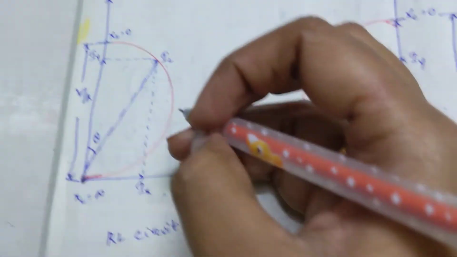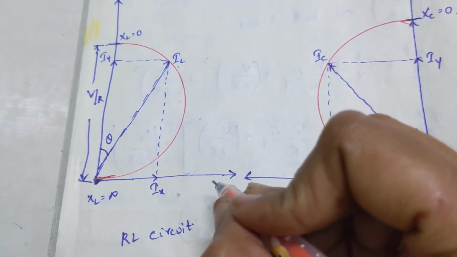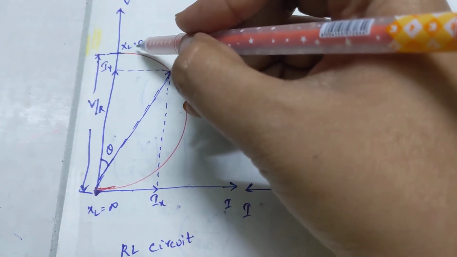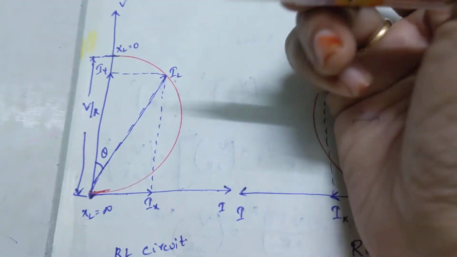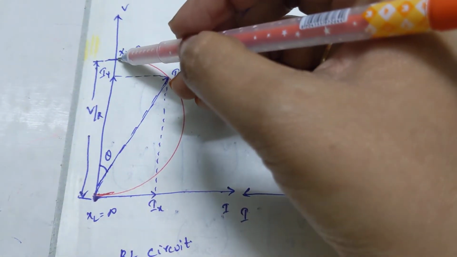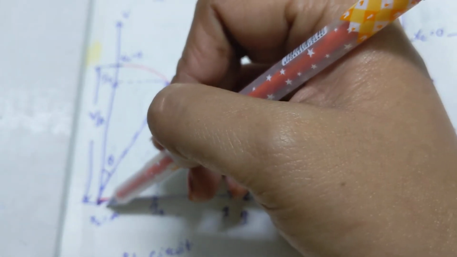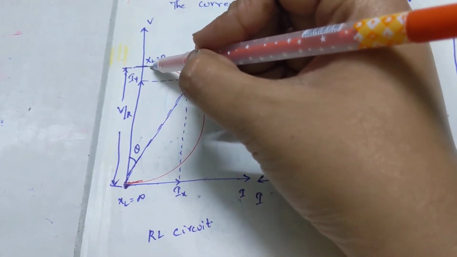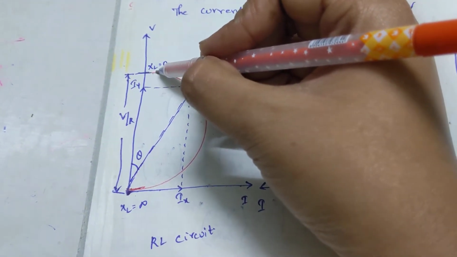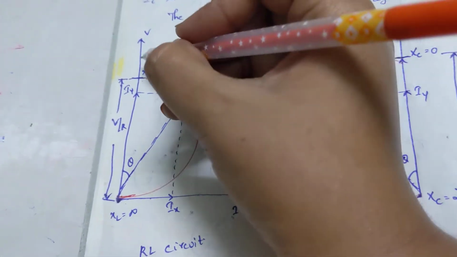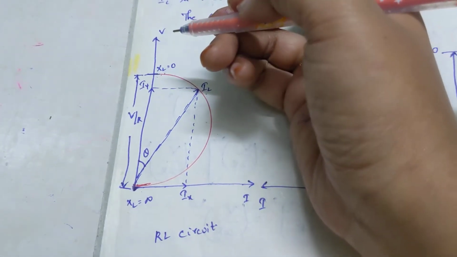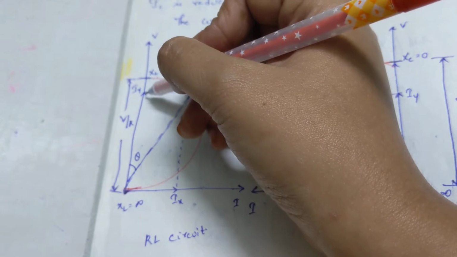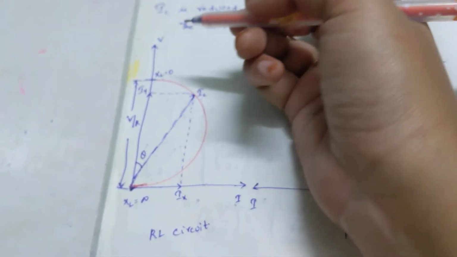This is your RL circuit, where the XL value tends to move from 0 to infinity. So it starts from 0 and ends at infinity. When XL equals 0, the value of your current is nothing but V divided by R, where that current is in phase with your voltage.